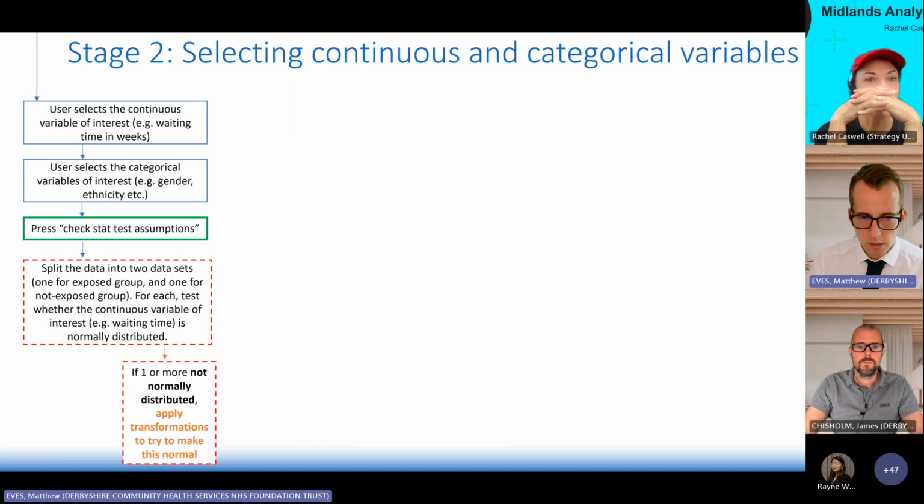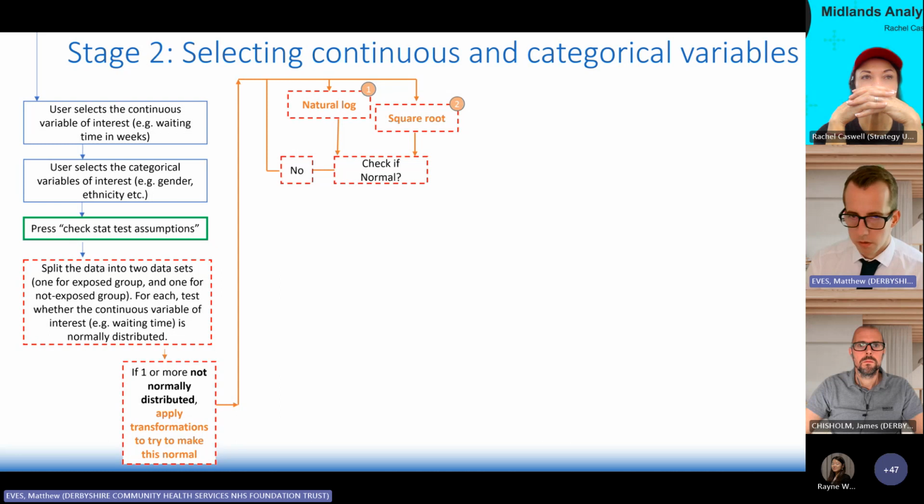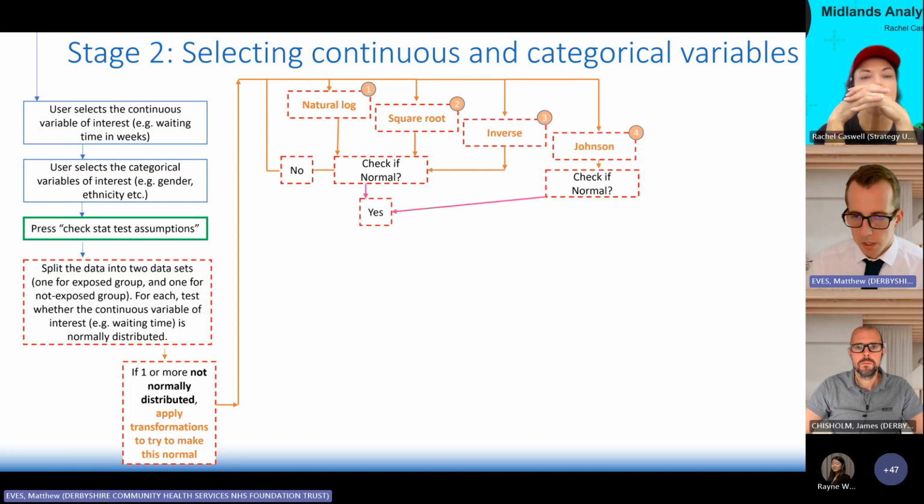What happens here is if one or more of those is not normally distributed, then a series of transformations are tried to make it normally distributed. The first is the natural log transformation, and it checks if it's normal, and if it isn't, then it tries the next one. It then tries a square root transformation, and so on. Now, if at any of these points the transformation has been successful and the variable has been converted to being normally distributed, then this loop aborts.